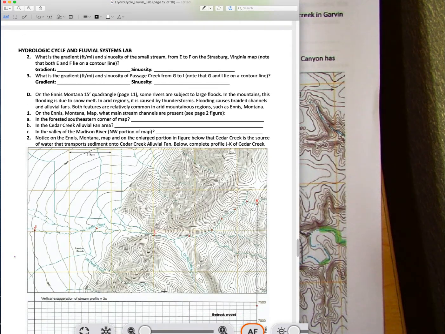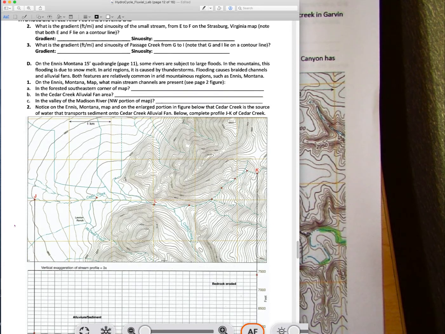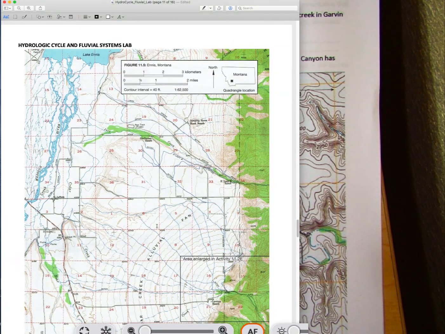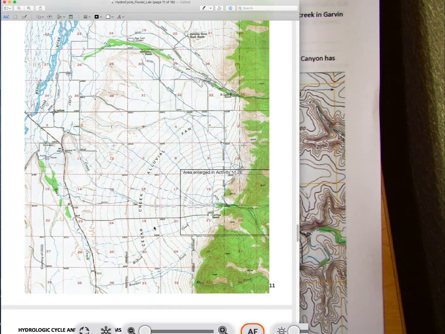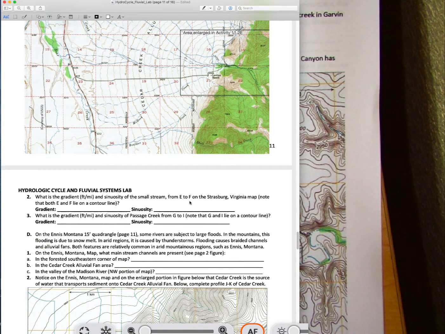The next problem here is dealing with this Ennis Montana map. And this is the Ennis Montana map right here. This is a larger 15-minute series map. And we have a big alluvial fan here, right? You can see the contours showing this big alluvial fan. And the stream here is coming through here. It's pretty high gradient here. Then it enters this alluvial fan. We're going to answer some questions on this Ennis Montana map.